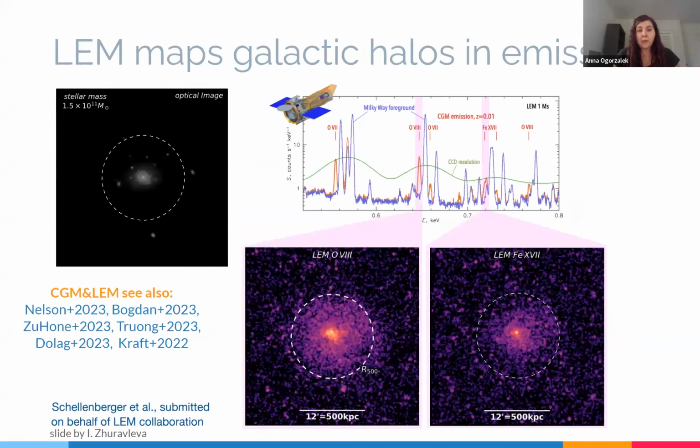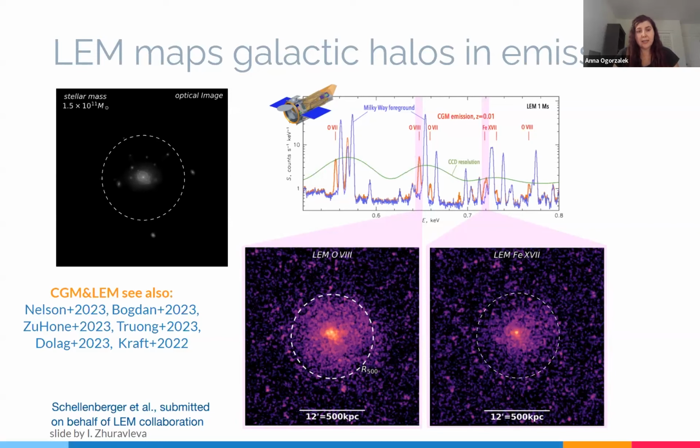But LEM is a true IFU, which means that we get images in individual lines. Here we show the CGM of a Milky Way-like galaxy in oxygen and iron. We also show the optical extent of the galaxy on the left, which shows you that most of the baryons are hidden to us as of now. There's much science you can do with these kinds of data, and I list just a few papers we've managed to finish recently on the topic, but we are just starting to scratch the surface.